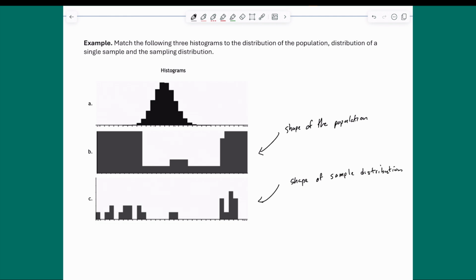Okay, and then of course the central limit theorem says if you're looking at the sampling distribution of, say, means, then the shape should have a mound shape. In other words, it should look normal, and so this would be the shape of the sampling distribution, in our case of means, and that's how it should look. Okay, so that's that example. Let's move on.